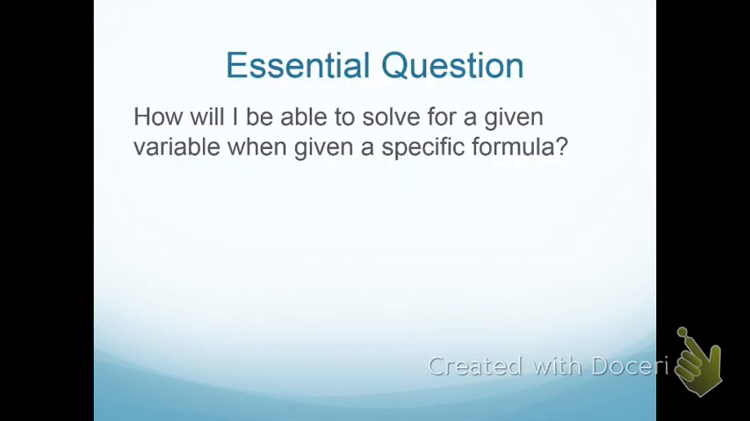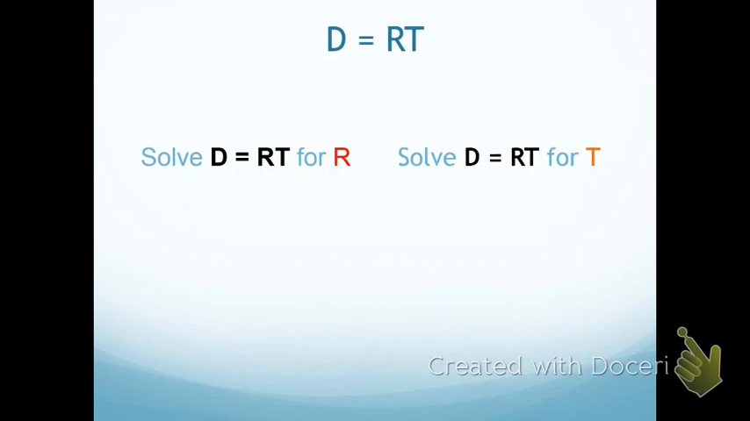If you'd like an essential question, the essential question is how would I be able to solve for a given variable when given a specific formula? So I've got a formula here. It says D equals RT. This formula actually allows you to solve for distance when you're given the rate and time, because distance is equal to how fast you're going, your rate, multiplied by time.